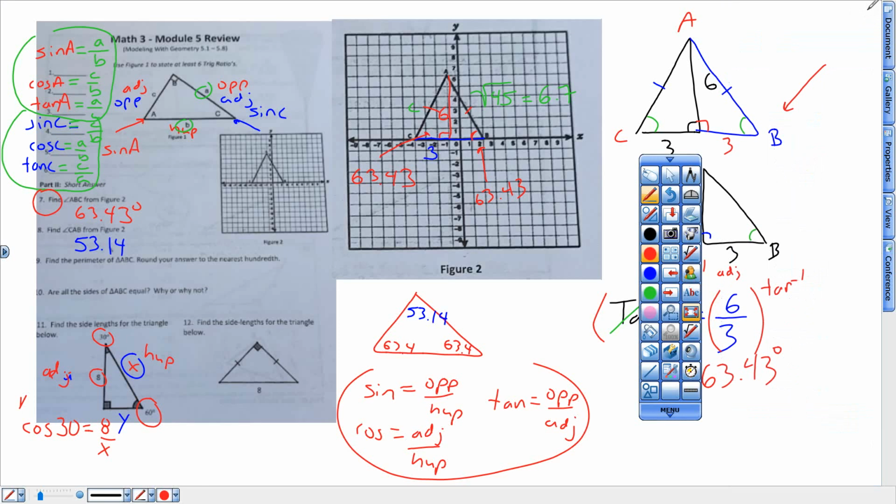All right, so this is 9.2 you got on this one? Yes. All right, now ladies, we need to find this y one right here.